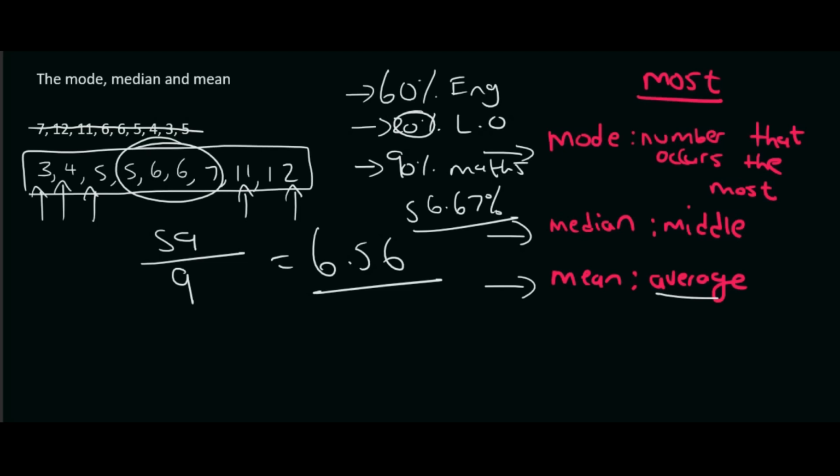So I hope from this video you understand that the mode is the one that occurs the most, which in this case there wasn't one, which is quite awkward for me. Median is the one that's in the middle, and then the mean is the average, the one where you have to do all the work.